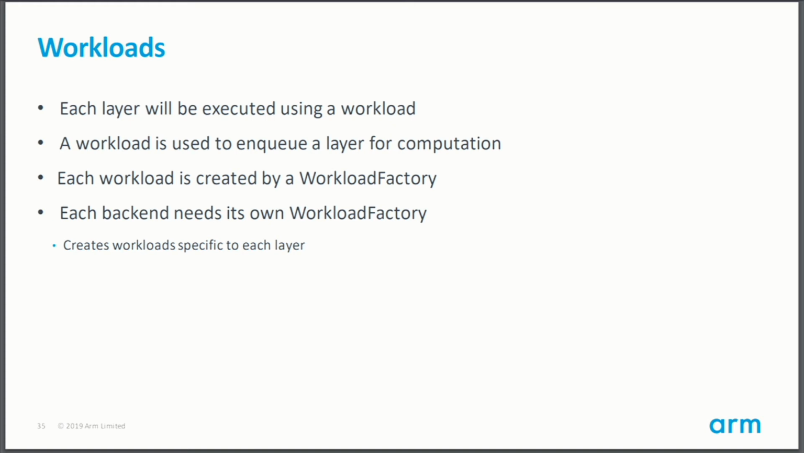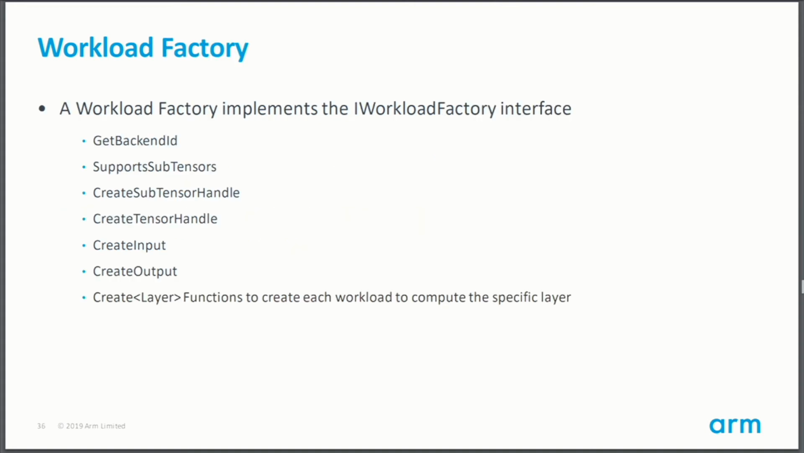Workloads. Each layer in the graph is executed using a workload, used to enqueue the layer for computation in the backend hardware. It's created by a workload factory, and each backend must provide its own workload factory to create those workloads. A workload factory implements the workload factory interface, as shown here. It's got a get backend ID method so that we can check which backend we're actually talking to. It's responsible for creating the tensors to pass the tensor data into the backend. It must support methods to create the input and output layers, and it must also support create layer functions for every layer that it wants to support in that backend.